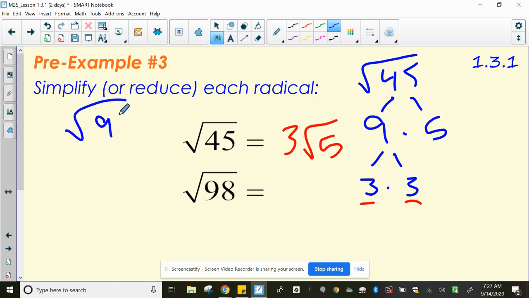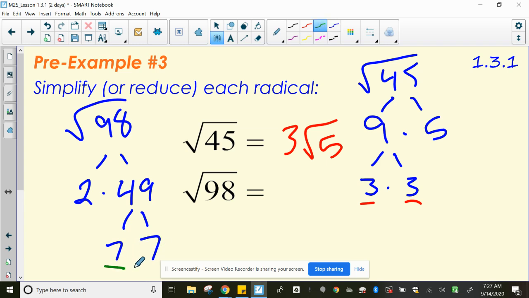Now let's do square root of 98. Personally, if I don't know my factors and it's even, I start with 2. So 2 times, it's actually 49. We like that because 49 can break down into 7 and 7. We have a pair there. Can't go any further. So my answer would be 7 root 2.